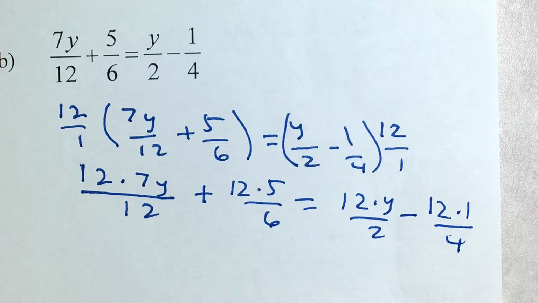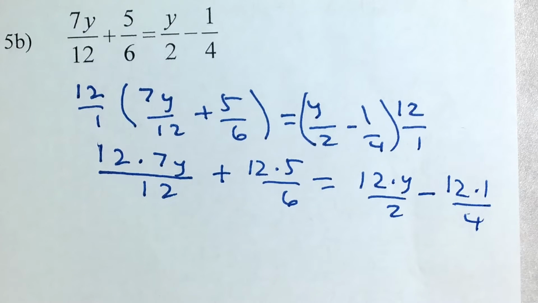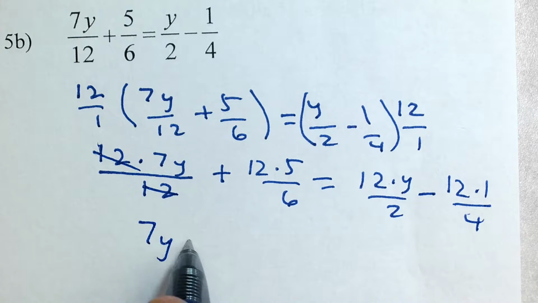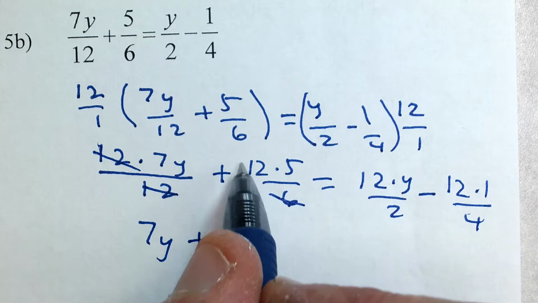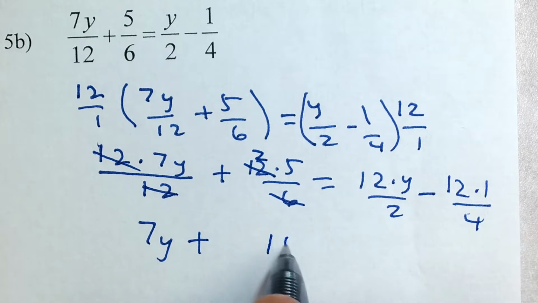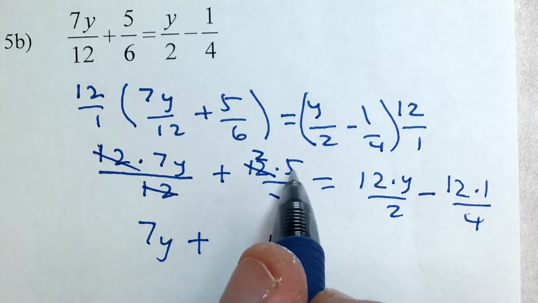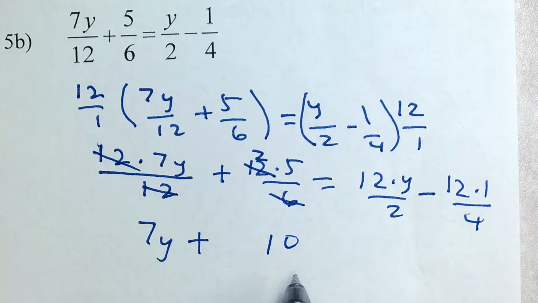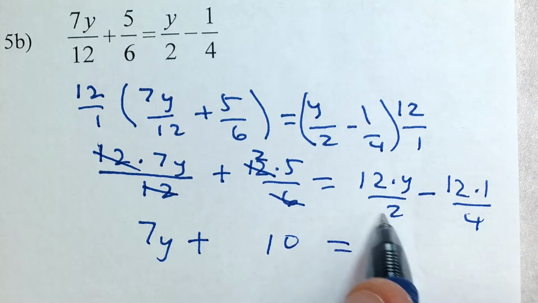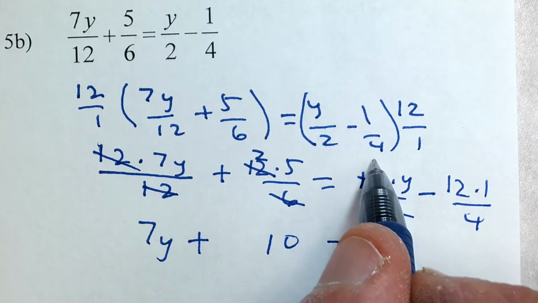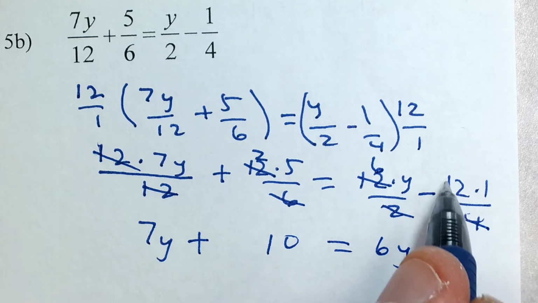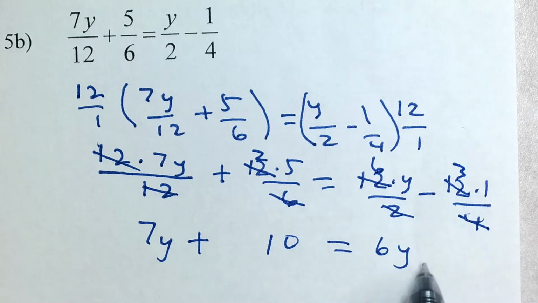Now, the very reason I did that is so I could do the following cancellation. This would cancel, and that'll give me 7y. This will cancel, and that will give me 2 times 5, which is 10. And by the way, if I would have multiplied here, I would have gotten 60 divided by 6 and still gotten 10. I just find it easier to cancel first. And this one will cancel, and that's 6y. And this one will cancel, and that's 3 times 1, or simply 3.